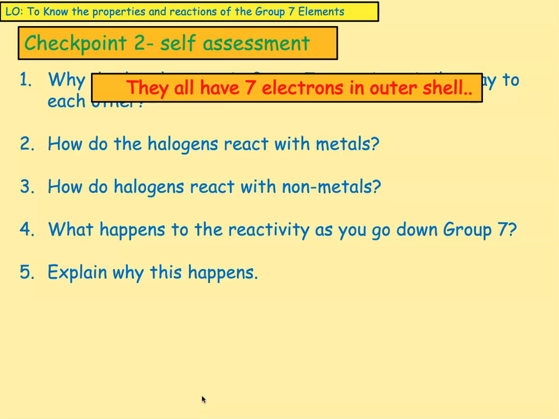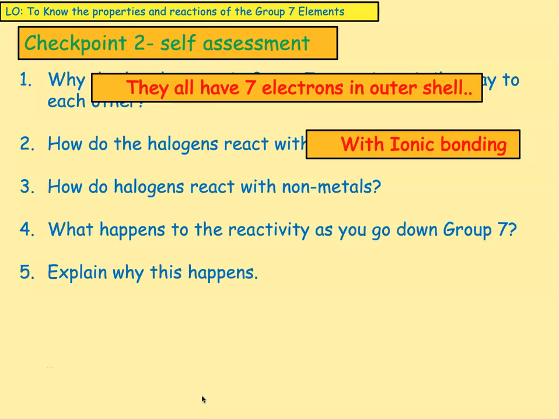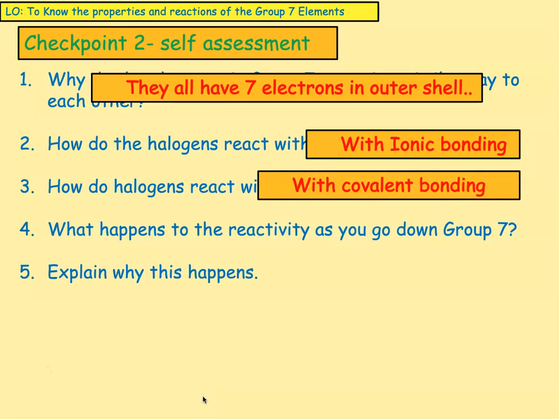How do halogens react with metals? With ionic bonding. How do they react with nonmetals? Covalent bonding. What happens to the reactivity as you go down the group? It decreases. And explain why this happens.